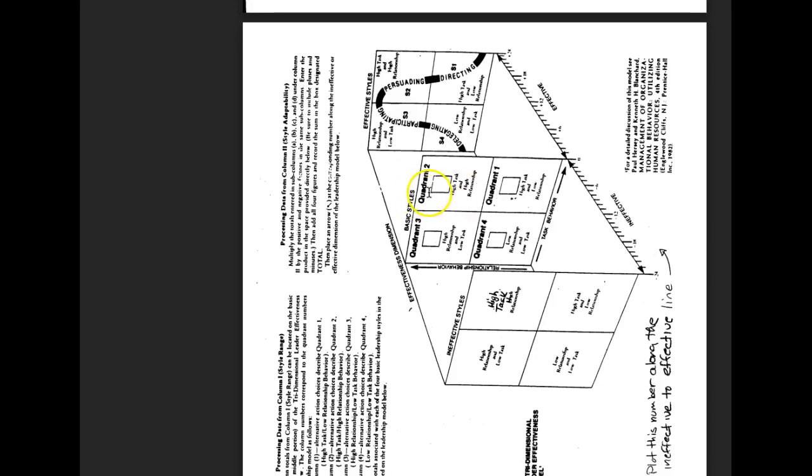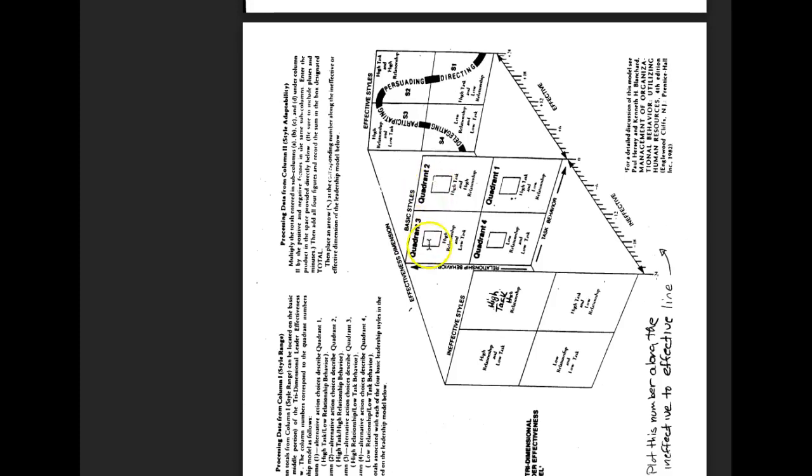Same way in quadrant two, this is kind of the showing style. Notice, and it says persuading, but notice that what you're doing is telling or showing the employee how to do it, and you're also giving them support. You're kind of explaining why it's important to do it, and that's because they might have a little bit of resistance.